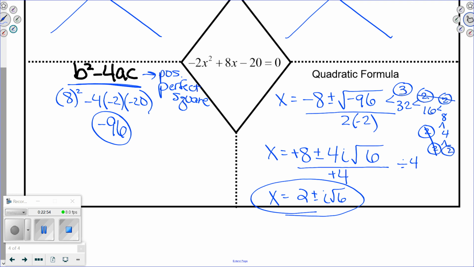How are we feeling? Feel okay? Understand what the discriminant is and how that can help you save a lot of time?